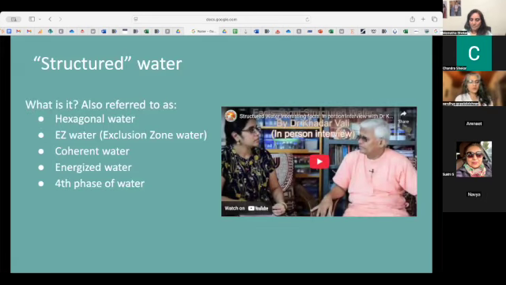Now we come to structured water. So actually, structured water is also known by many other names. I don't know if you guys know hexagonal water. There was some biologist who coined the term EZ water as a take on exclusion zone water. It's called coherent water by some, energized water, fourth phase of water. So, some very creative naming has gone into structured water. So, what exactly is structured water?